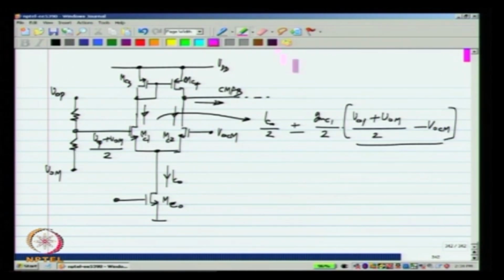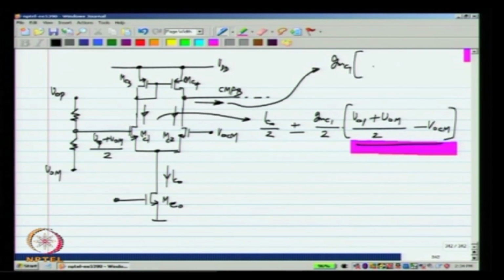So, this part of it is the input to the differential pair MC1, MC2, that times GMC1 by 2 is the current in each of these transistors, and the total current output, the bias component will be removed and this will be doubled. Okay. So, this will be nothing but GMC1 times ((VOP plus VOM) by 2 minus VOCM). Okay. That is the current that tends to flow here if there is a load.